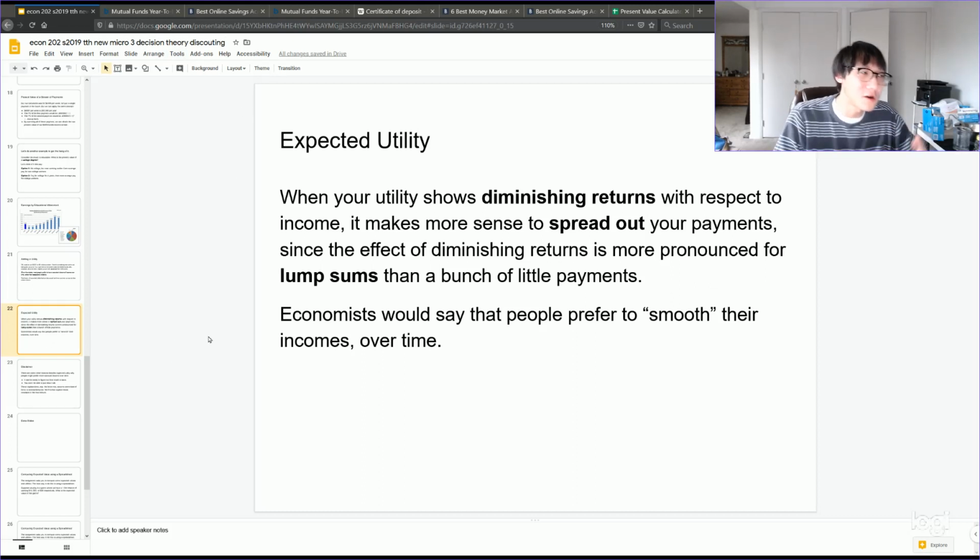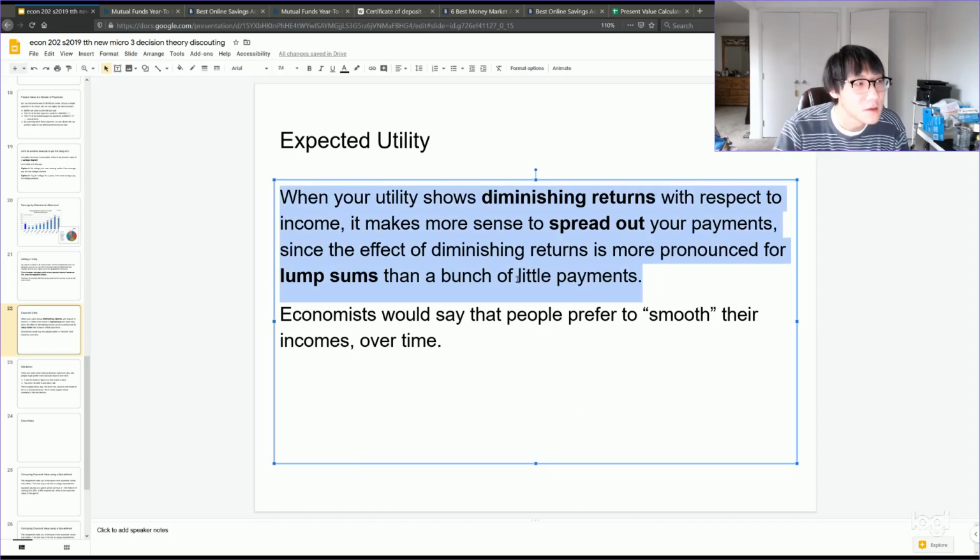Economists, the jargon for this is that when people have these diminishing returns utility functions, we say that people like to smooth their income over time. Having this form of utility incentivizes you to prefer a lot of small payments over time rather than one big lump sum payment.